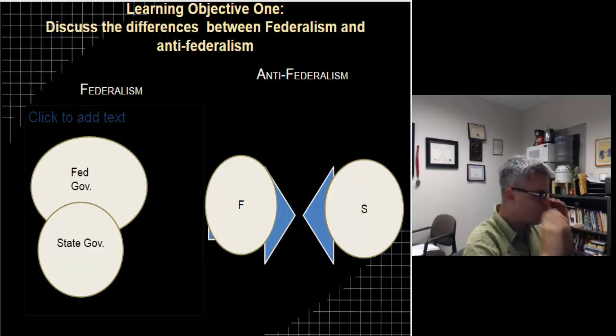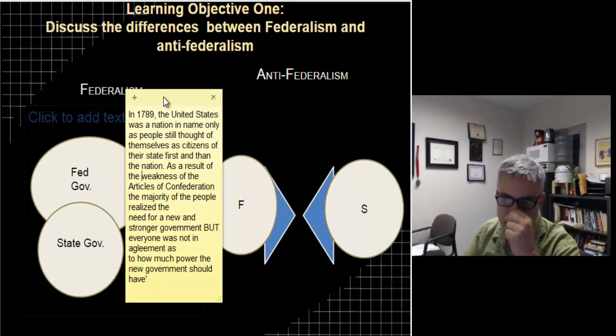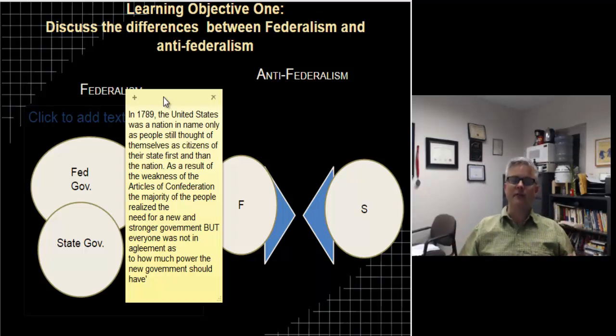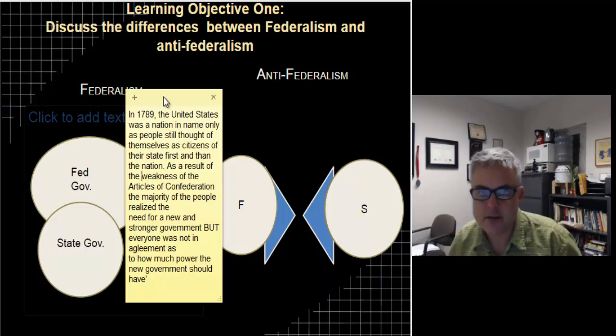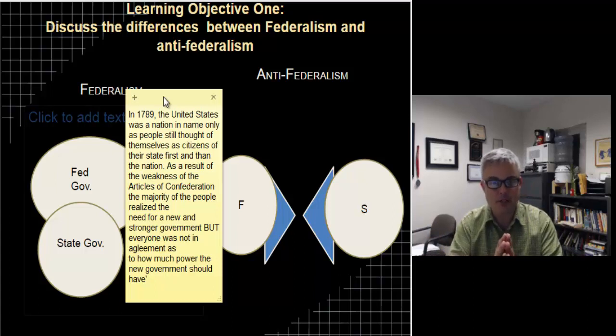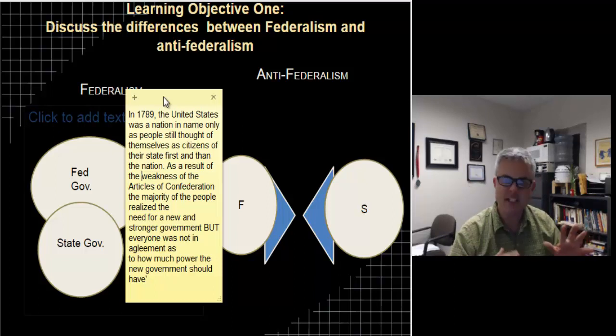So the important thing to remember is that in 1789, the United States was a nation in name only, as the people still thought of themselves as citizens of their state. And we've gone over this a few times in class. First, right, this is where their first identity is, and then perhaps the nation. And those people that would identify themselves with the nation would be statespeople, right? Politicians, people that were in elected office.